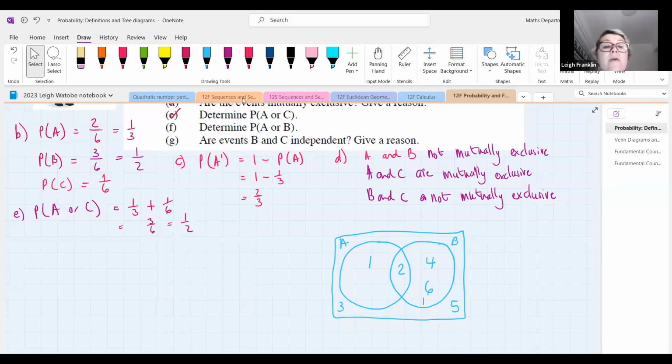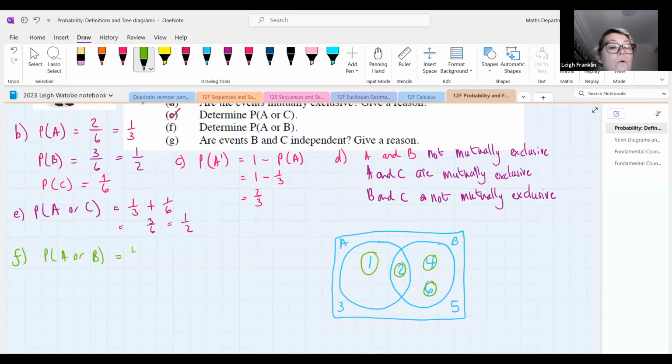Okay, so remember A or B means A or B or both. Okay, A or B or both. So in the case of question F, the probability of A or B is going to be 1, 2, 3, 4 out of 6, which is 2 out of 3.